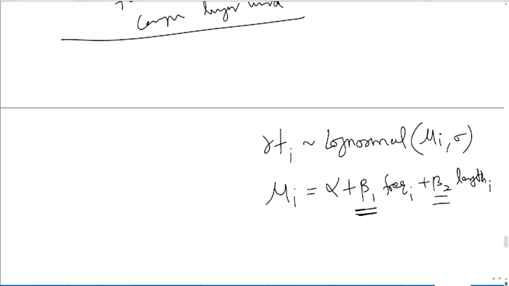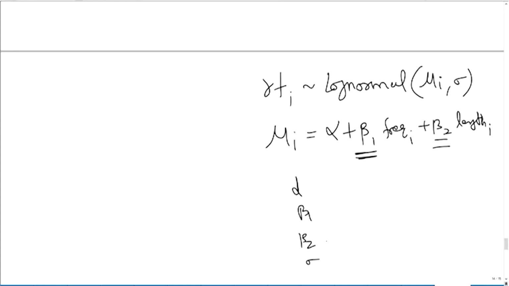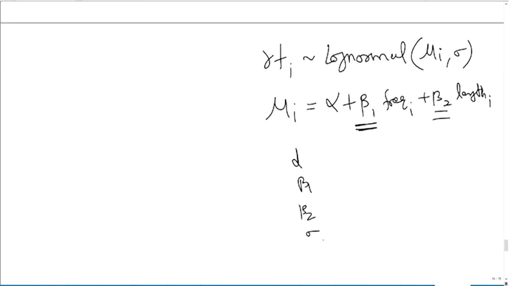Okay. So when you fit this model, now how many parameters do you have? Alpha, beta 1, beta 2 and sigma. So when you fit this model, you will get posterior distribution of these 4 parameters, and you can interpret beta 1 and beta 2 to make a claim or to check whether the predictions are consistent with your data or not. Okay. So this is fine.